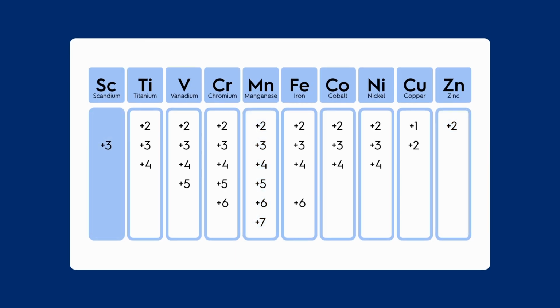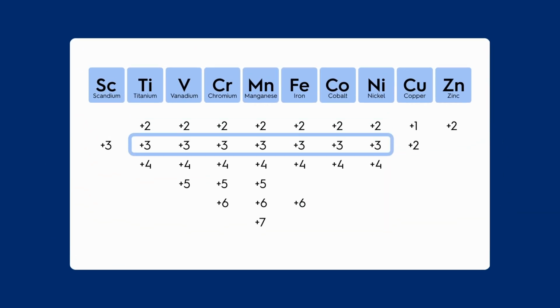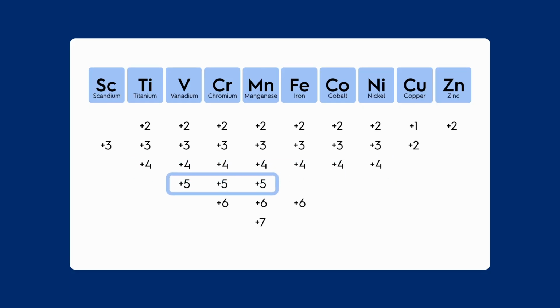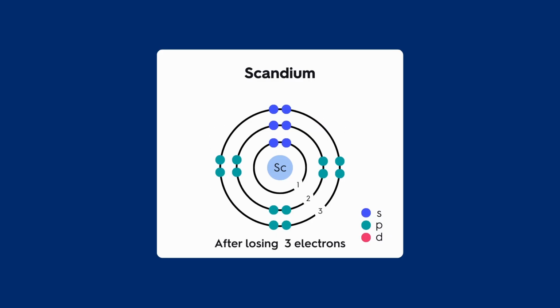Scandium is mostly +3. Zinc is mostly +2. But elements in the middle often have several common oxidation states. The ends of the series have fewer options. Scandium doesn't have many extra electrons to share beyond reaching a very stable arrangement.